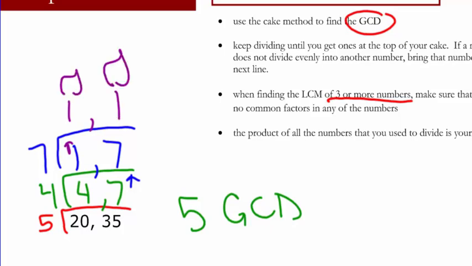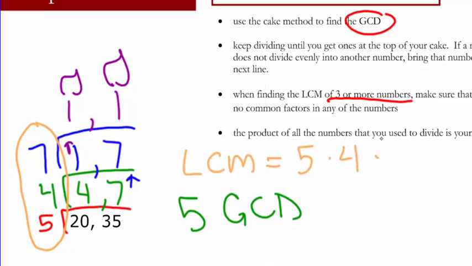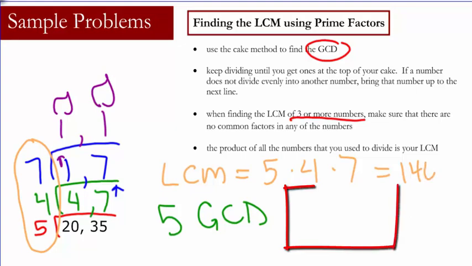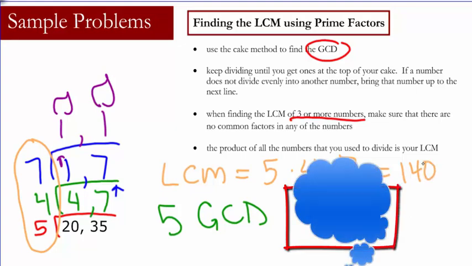So now that I've got the ones at the top of my cake, I can multiply everything that I used here as my divisors to get my least common multiple. So my least common multiple is the product of 5 and 4 and 7. So 5 times 4 is 20, and 20 times 7 is 140. So the least common multiple of 20 and 35 is 140. That's the smallest number that those two will divide into evenly.